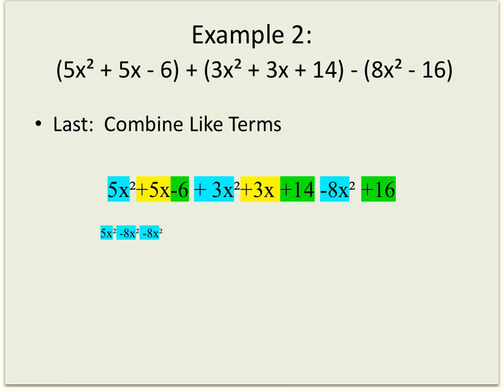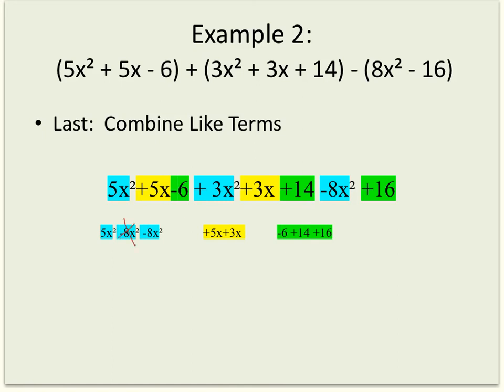My x squared terms are distinguished by blue, so when I group them, I bring them down, remember, along with their specific signs. I have a typo there. That should say 3x squared and not 8x squared. My x terms, 5x and 3x, and the constants, -6 plus 14 plus 16. I'm going to have to keep correcting that with every screen.